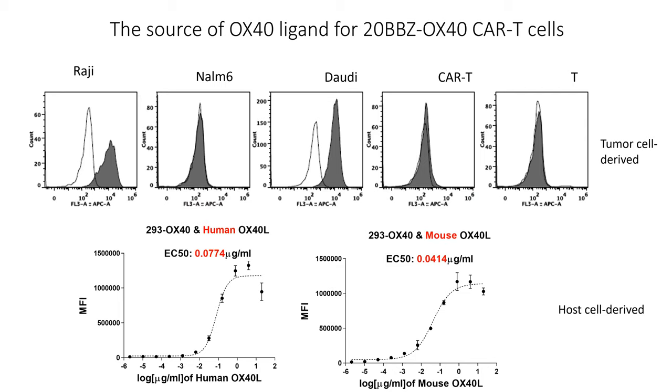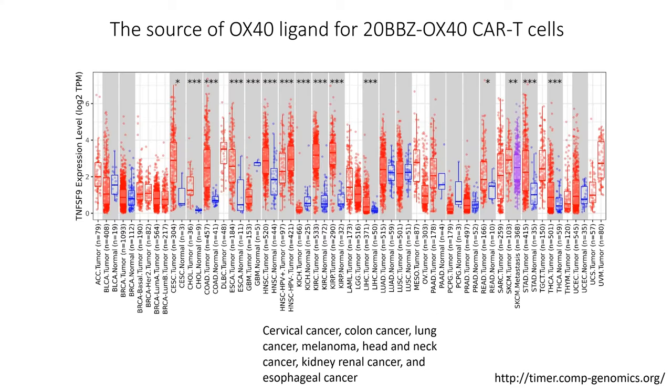this B cell lymphoma. And also we find that actually mouse OX40 ligand can bind to the human OX40, similar to the human OX40 ligand. Which suggests that the mouse antigen presenting cells can provide the OX40 ligand stimulation to the CAR T cells as well. So both tumor cell derived and host cell derived OX40 ligand play a critical role in activating our 20BBZ-OX40 CAR T cells.